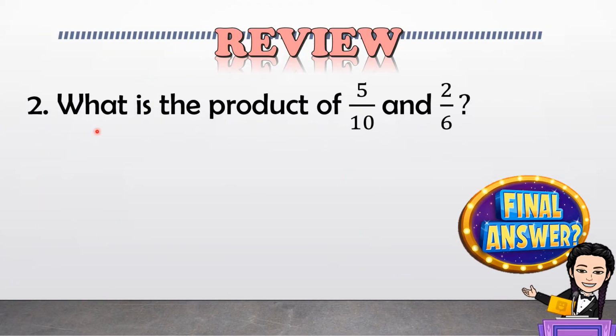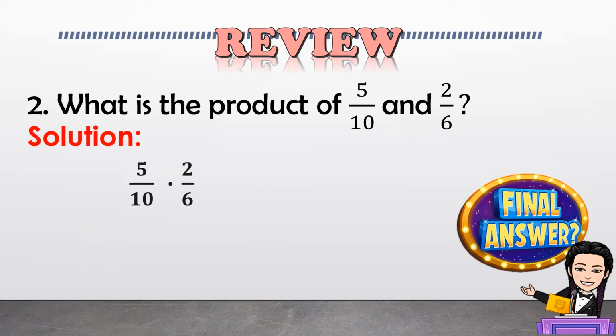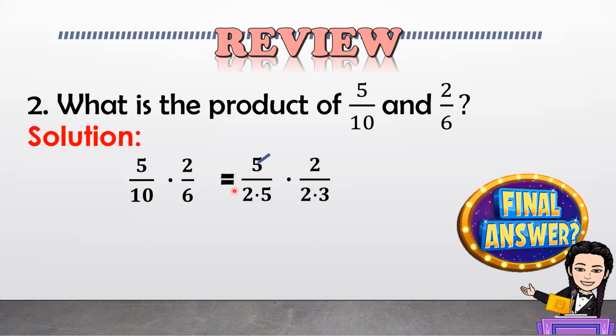Next, what is the product of 5/10 and 2/6? A 2/6, B 1/6, C 3/5, or D 5/2? Correct. The answer is letter B, 1/6. To get the product of 5/10 and 2/6, we are going to express each number as factors, and then divide all the common factors.